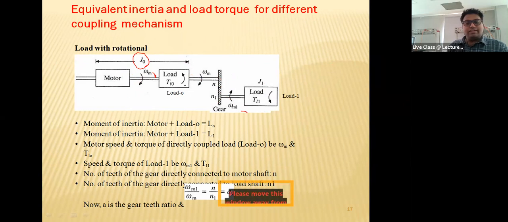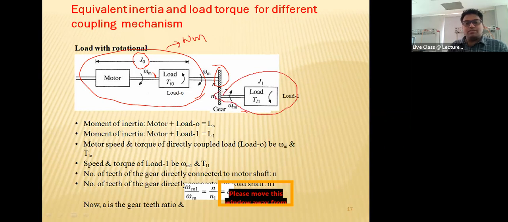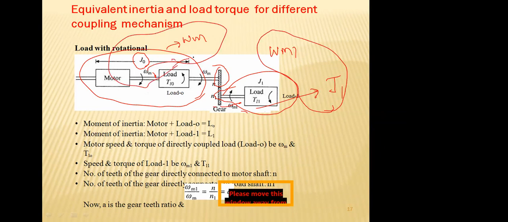This part with the gear and the whole thing is rotating at the same speed, so all together the speed is omega m. But this other part is rotating at a different speed, omega m1. The mass of the gear and everything of the motor is together comprised and seen as J naught, the moment of inertia of the whole set, and the moment of inertia of the load side is seen as J1. So J1 is rotating at omega m1 speed and J0 is rotating at omega m speed. Understood.